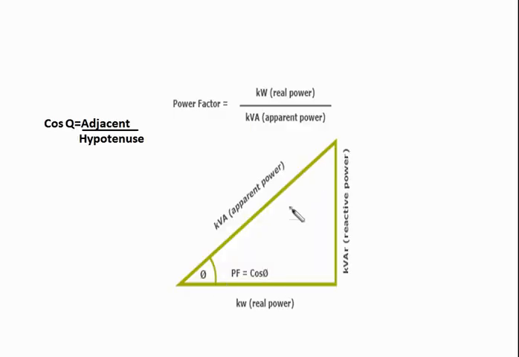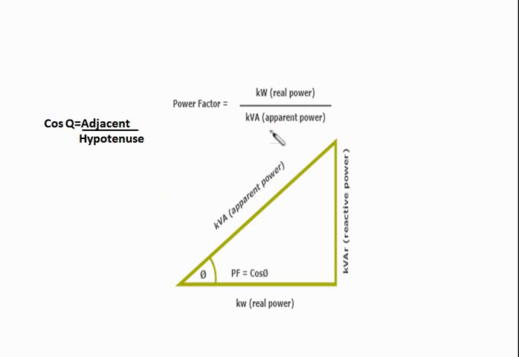Here I have taken a right angle triangle. The hypotenuse side is apparent power in kVA and the two adjacent sides, on x-axis there is active power or we can say real power. On y-axis it is reactive power in kVAR. So according to Pythagoras theorem, cos phi will be adjacent upon hypotenuse side. So power factor is cos phi, which is equal to real power upon apparent power. Adjacent side is real power, you can see over here, and the hypotenuse side, the larger side, is apparent power. So power factor will be real power upon apparent power.